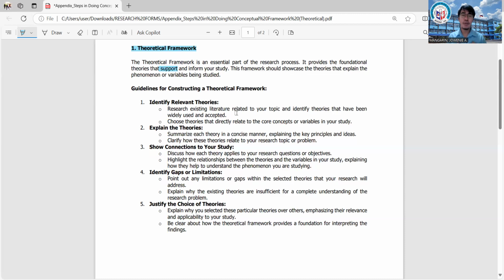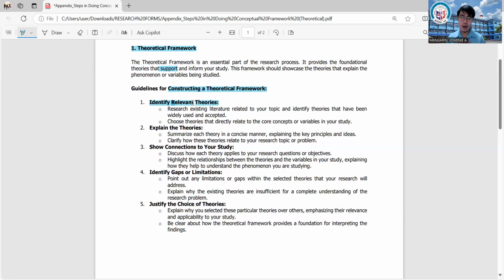Ngayon, sir, papaano naman po kino-construct ang theoretical framework? What are the guidelines that we have to follow when we construct our theoretical framework? So number one guideline na kailangan ninyong tandaan when you construct your theoretical framework is obviously you have to identify theory or theories. And these theories should have relevance or connection on your study.